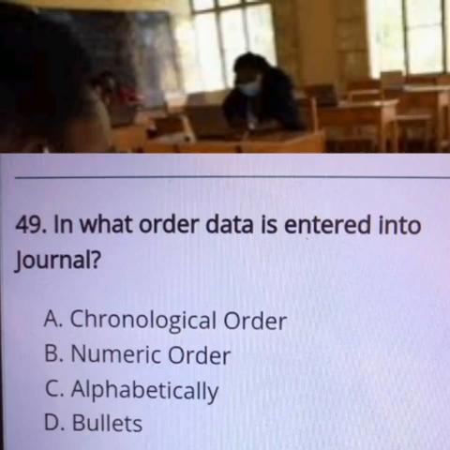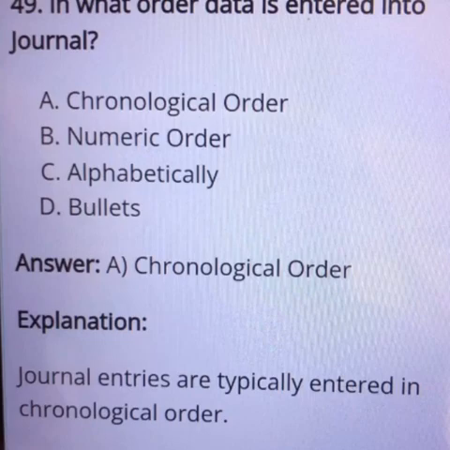Question number 49. In what order is data entered into the journal? A. Chronological order. B. Numeric order. C. Alphabetically. D. Bullets. Answer A. Chronological order.